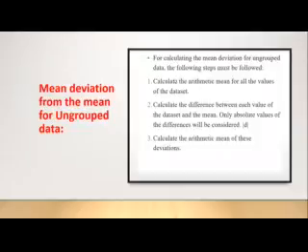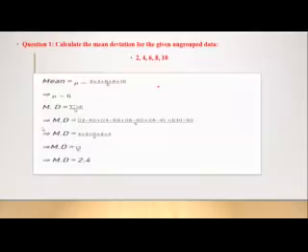For this there is a procedure. Step number 1, calculate the arithmetic mean for all the values of the data set. Step number 2, calculate the difference between each value of the data set and the mean, and only the absolute value of the difference will be considered as D. Then calculate the arithmetic mean of the deviations. Let's go for the example. We will get clarity.